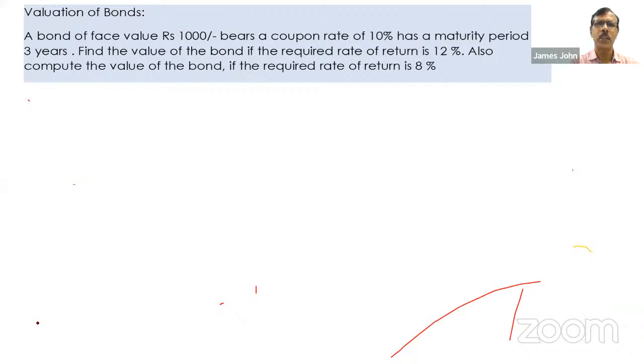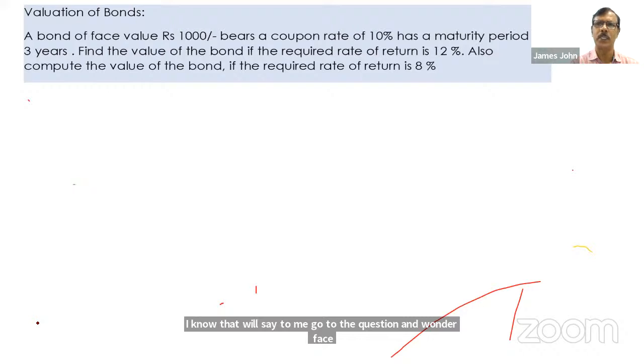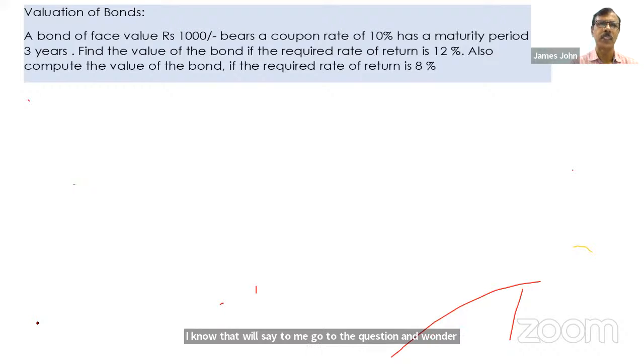A bond of face value 1,000 bears a coupon rate of 10%, has a maturity period of 3 years. What is the value of the bond if the required rate is 12%? Also compute the value of the bond if the required rate is 8%. Such questions they will ask. See, what is the value of the bond? The value of a bond is calculated by computing the future cash flow into present value table.